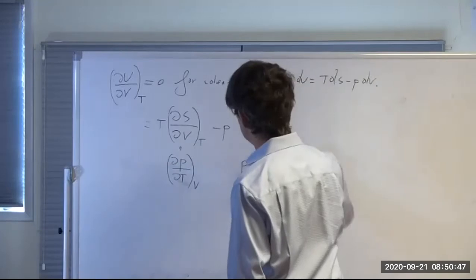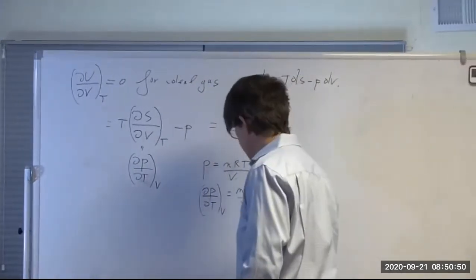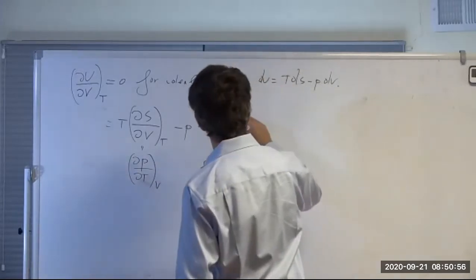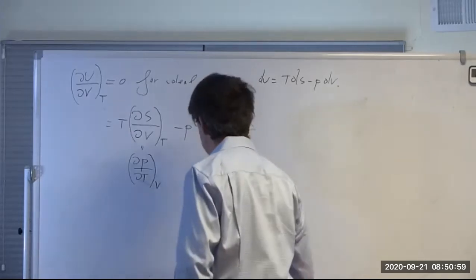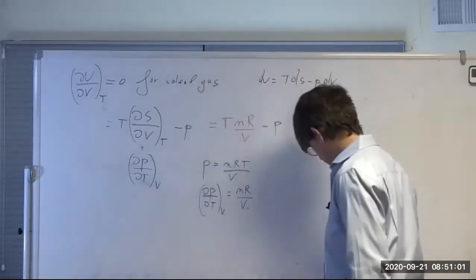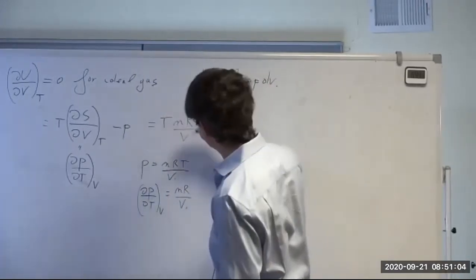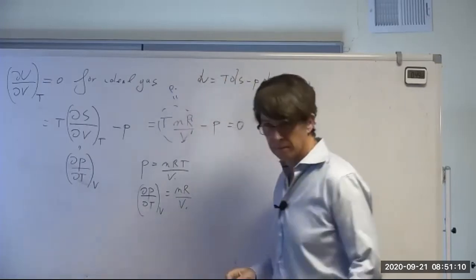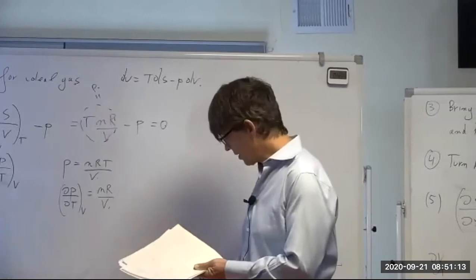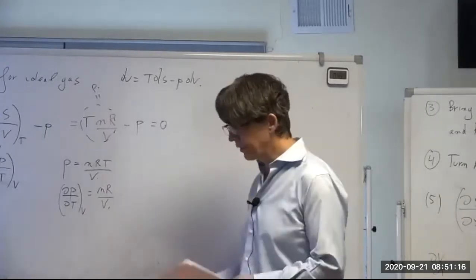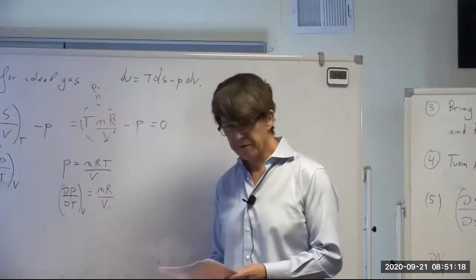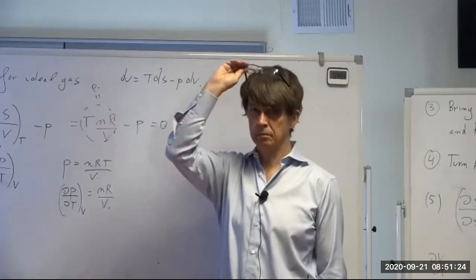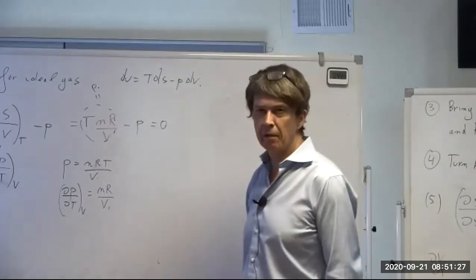So if I plug that in here, I have T times nR over V, that was what the partial was, minus P. This here is P again, right? So this is equal to 0. So we've proven, whereas in the beginning we had to make that part of the definition of an ideal gas, we have now proven that for an ideal gas, the energy does not depend on volume, the internal energy, which is a fairly remarkable statement.